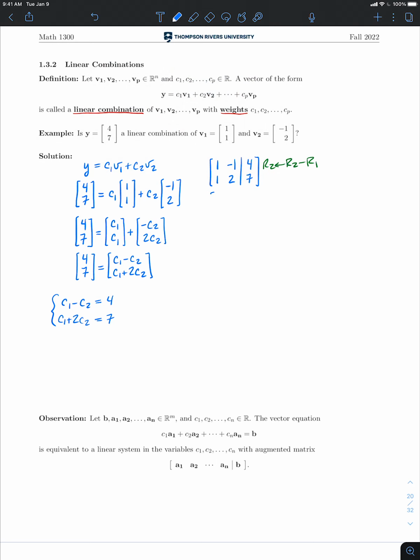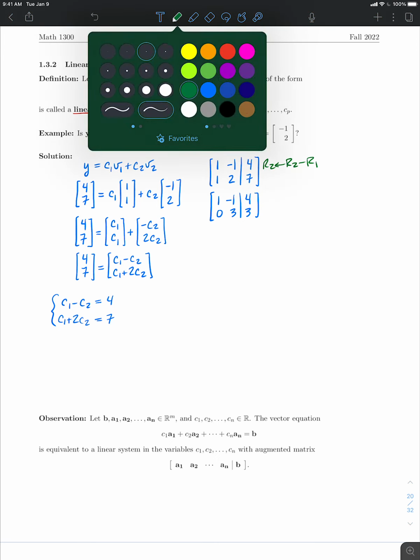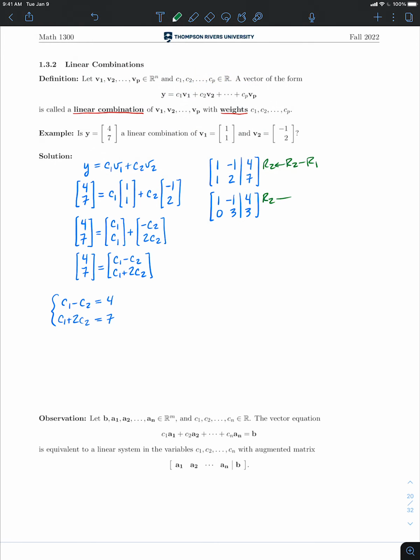And that's going to give me 1, negative 1, and 4 will be the first row, it won't change, but then we'll have 0, 3, and 3. Okay, and now I can multiply the second row by 1/3. And that'll give me the following. The first row still won't change, so 1, negative 1, 4 is still our first row. Second row is 0, 1, 1.